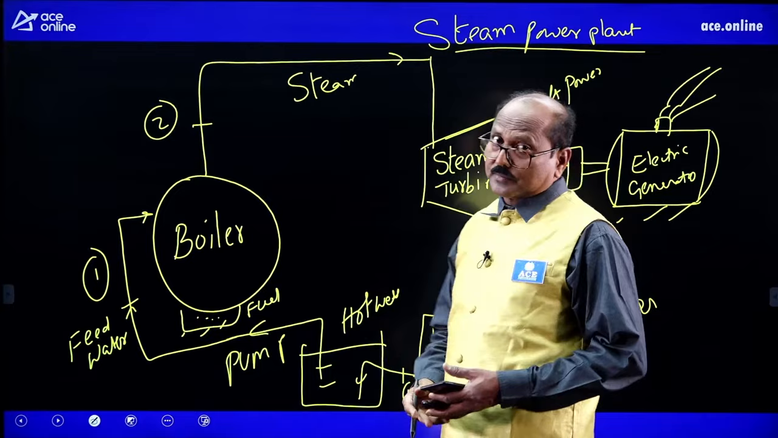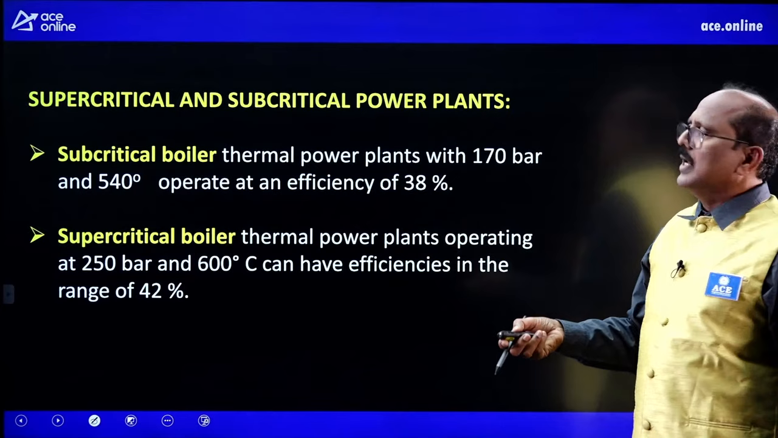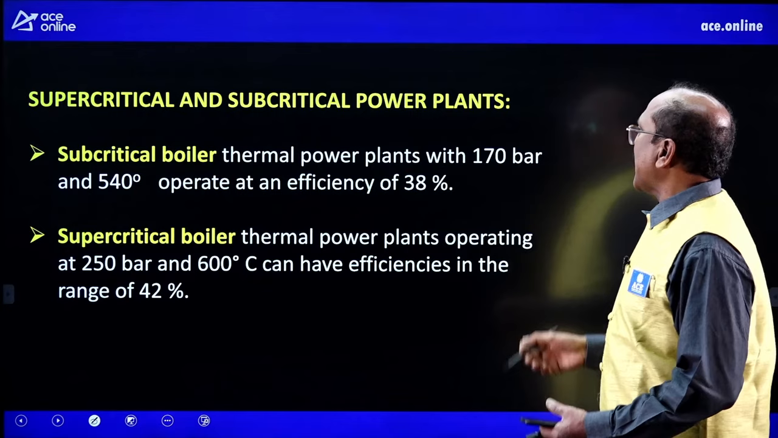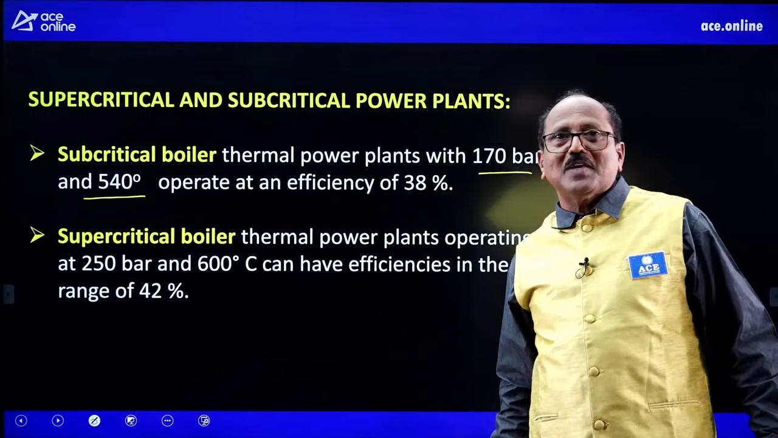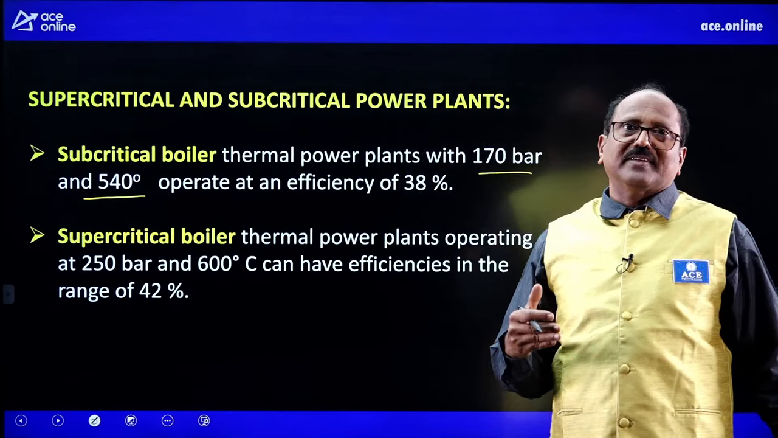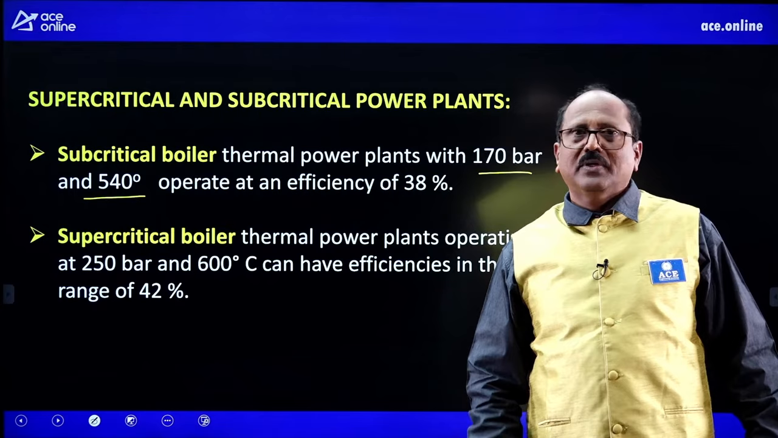Right? Now, let us see. Supercritical, subcritical, then critical. Subcritical means the power plant uses steam with the condition of 170 bar with 540 degrees centigrade. You can raise the question, sir, 100 degrees centigrade is enough to produce steam also. But they maintained high pressure. Higher the pressure, higher the temperature. Lower the pressure, lower the temperature at which water converts into gaseous form.